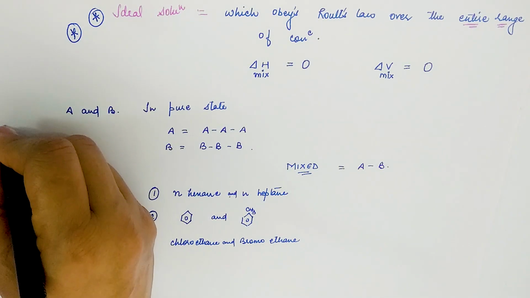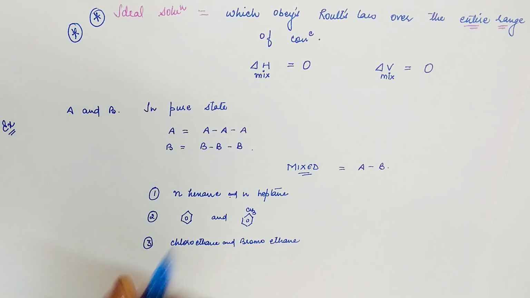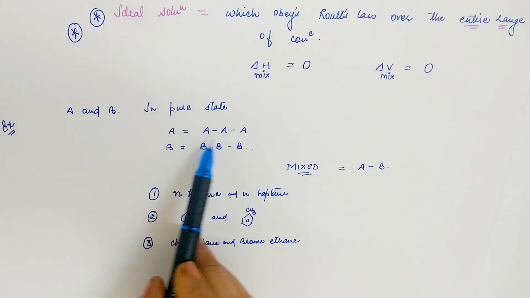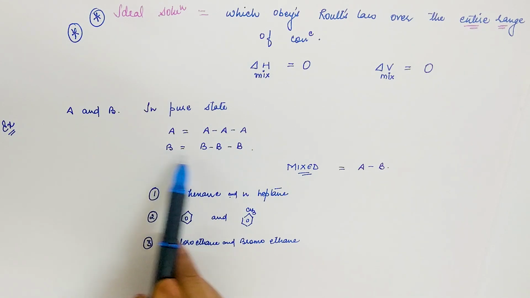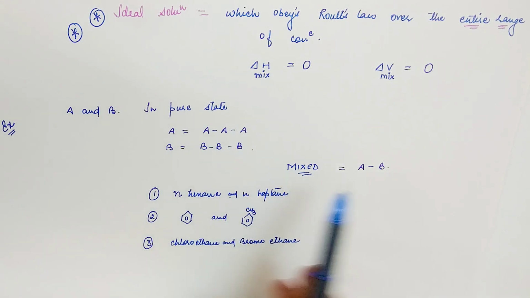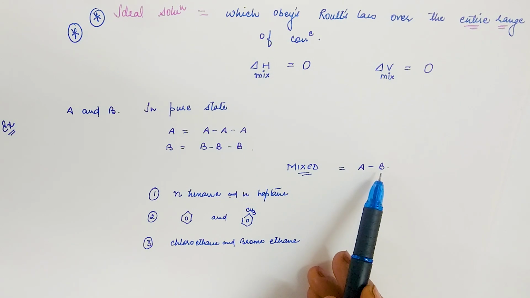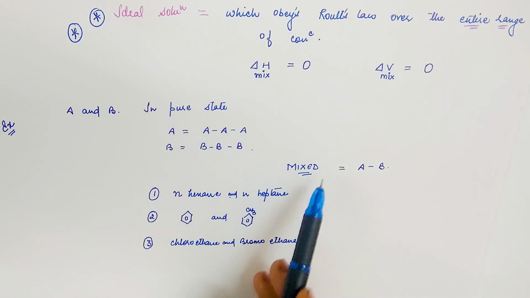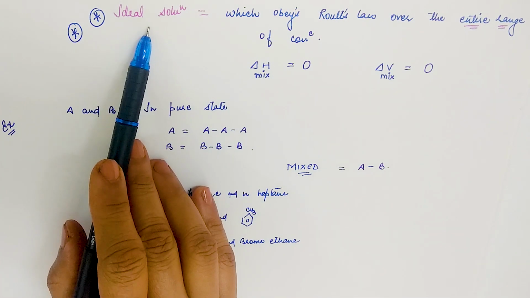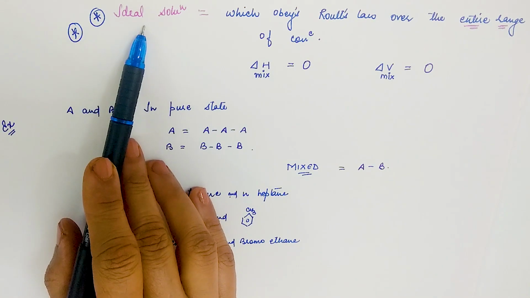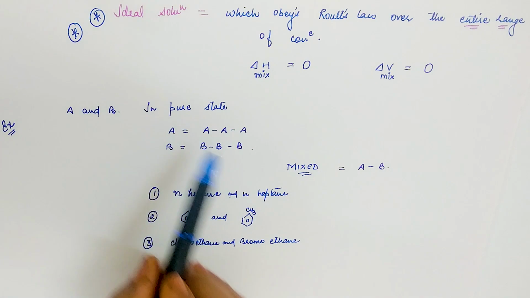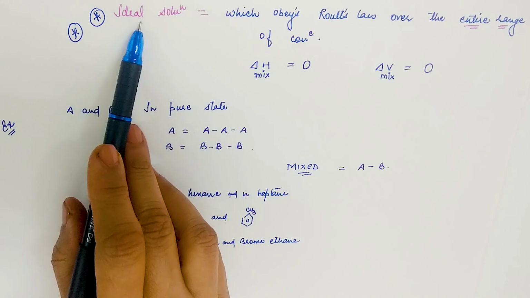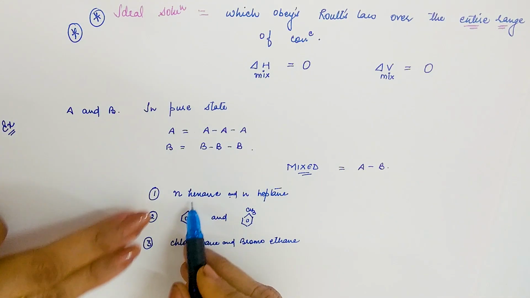Now, if you have to explain it with an example, what you will write: if there are two components A and B, in the pure state A has the force AA and B has the force BB. When they are mixed, the forces are AB. These intermolecular forces are the same. When they are the same, it follows Raoult's law and they are ideal solutions. The intermolecular forces are the same in their pure state as well as when they are mixed. Therefore, it is which solution? Ideal solution.